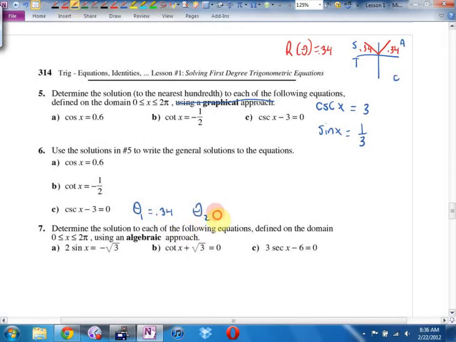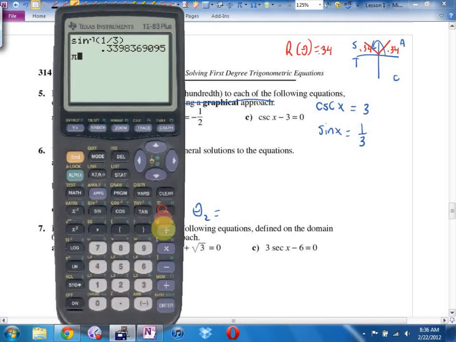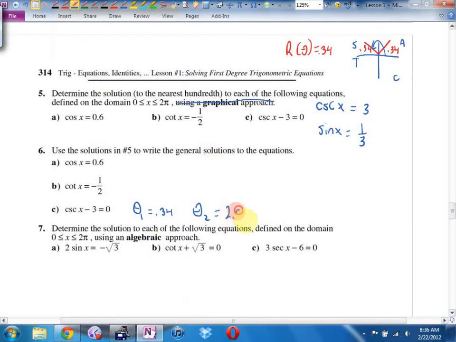My theta 2, how would I calculate that one? Pi minus, and I'm just going to do that on my calculator. Pi minus my last answer, 2.8. So that's the answer to 5C.